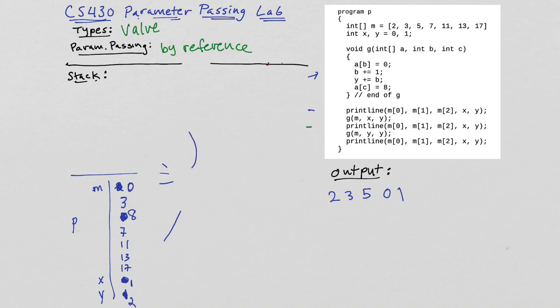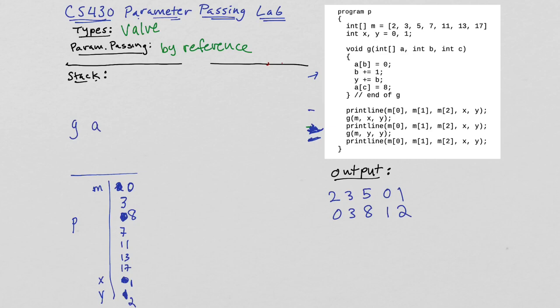and now we can do the next line of output. It's going to be 0, 3, 8, 1, 2. Okay, and so now we've done this line here, and we need to do the print line there. And now we need to do the call to G again and the next print line. So let's set up G again. G has A, B, and C.